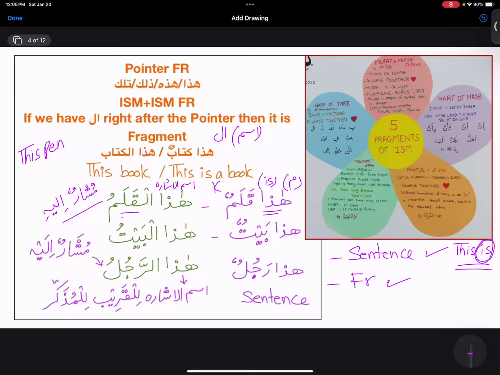So over here, what is being pointed to? The kalam, the pen, this pen, right? So al kalamu would be musharun ilay. Make sense? It's written over here already. Is it the noun which comes after the pointer word that is called musharun ilay? Yes. If a noun with al is coming after the pointer word, it has to have al. You need to remember that. Because without al, we label it as a muqtada and khabar. But when it is with al, then it is creating a fragment, and that time you call this al kalamu musharun ilay.